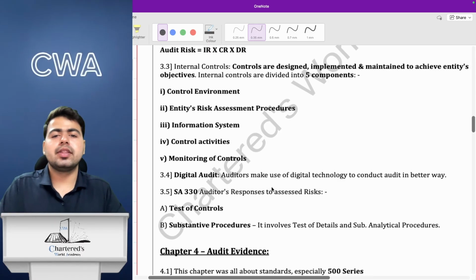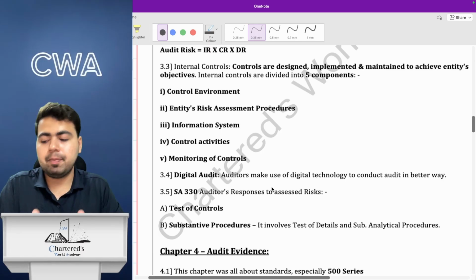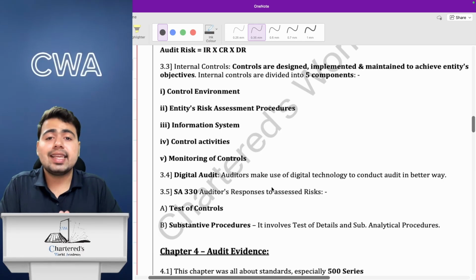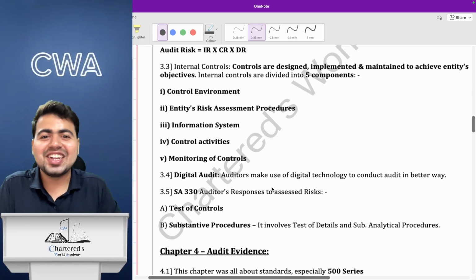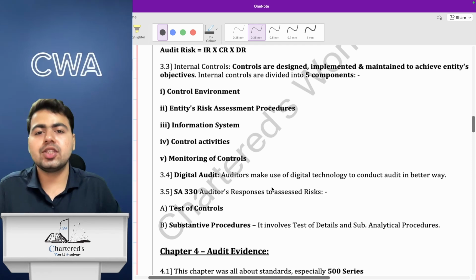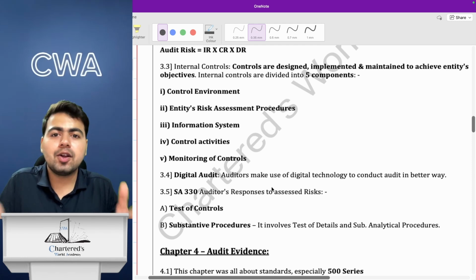Now, moving further, we have already made our plan for audit. We have assessed the risk. Now, we will conduct audit. Let's go a step further into procedures. We will gather audit evidences.